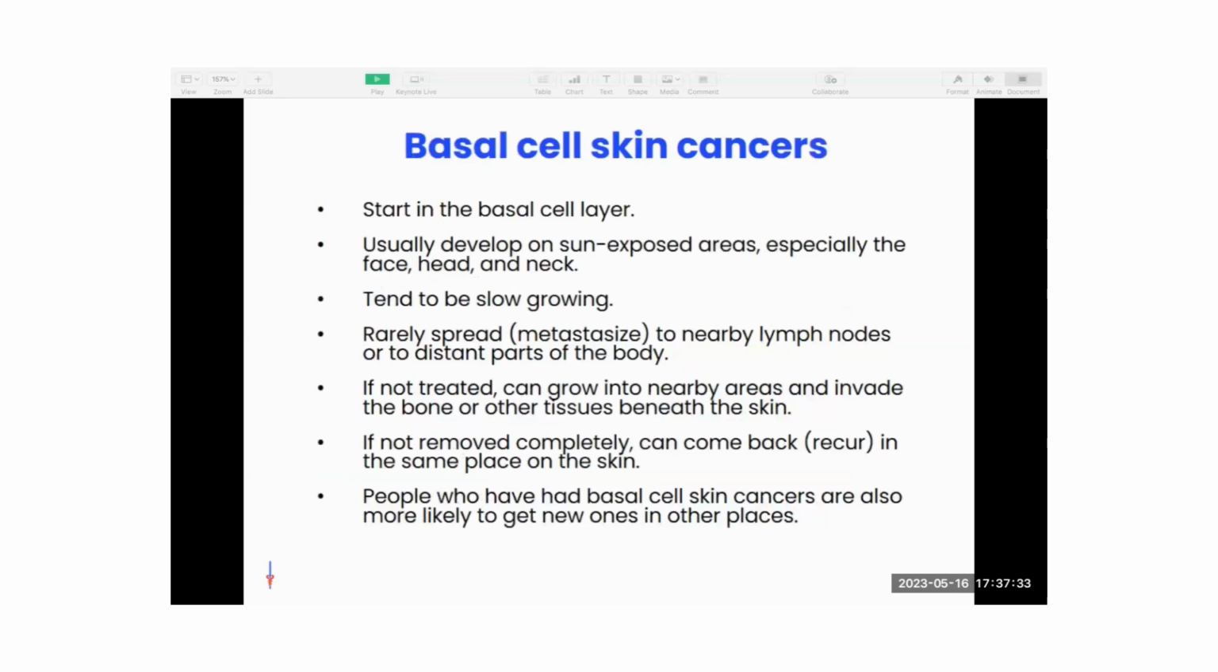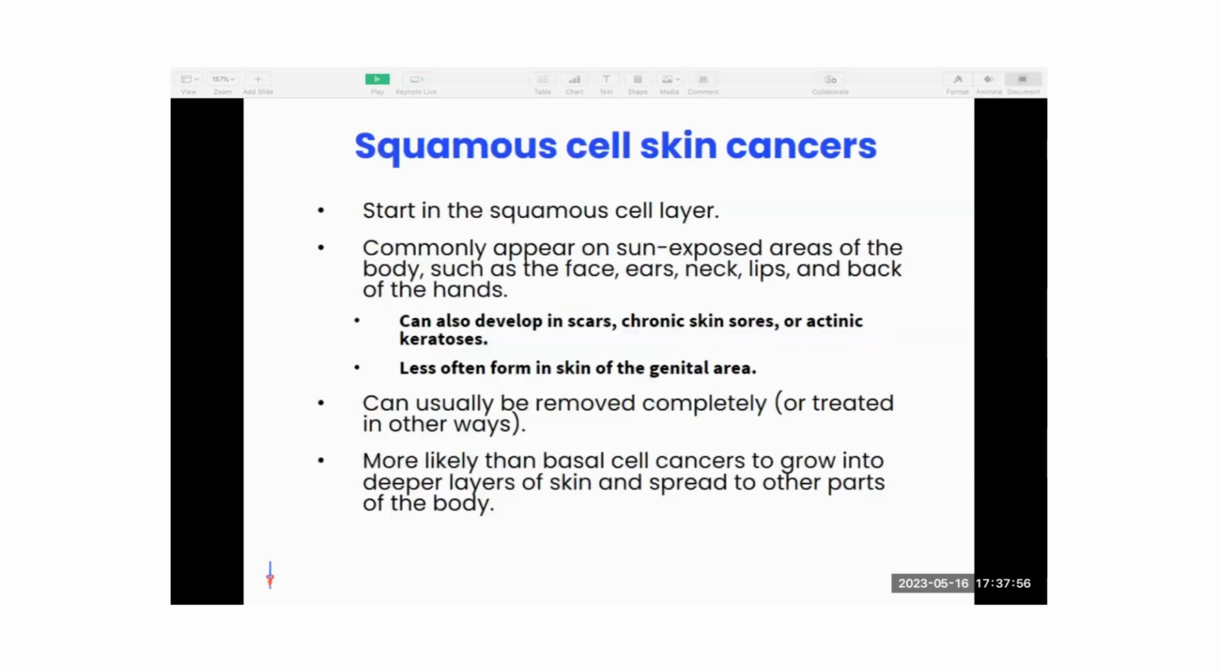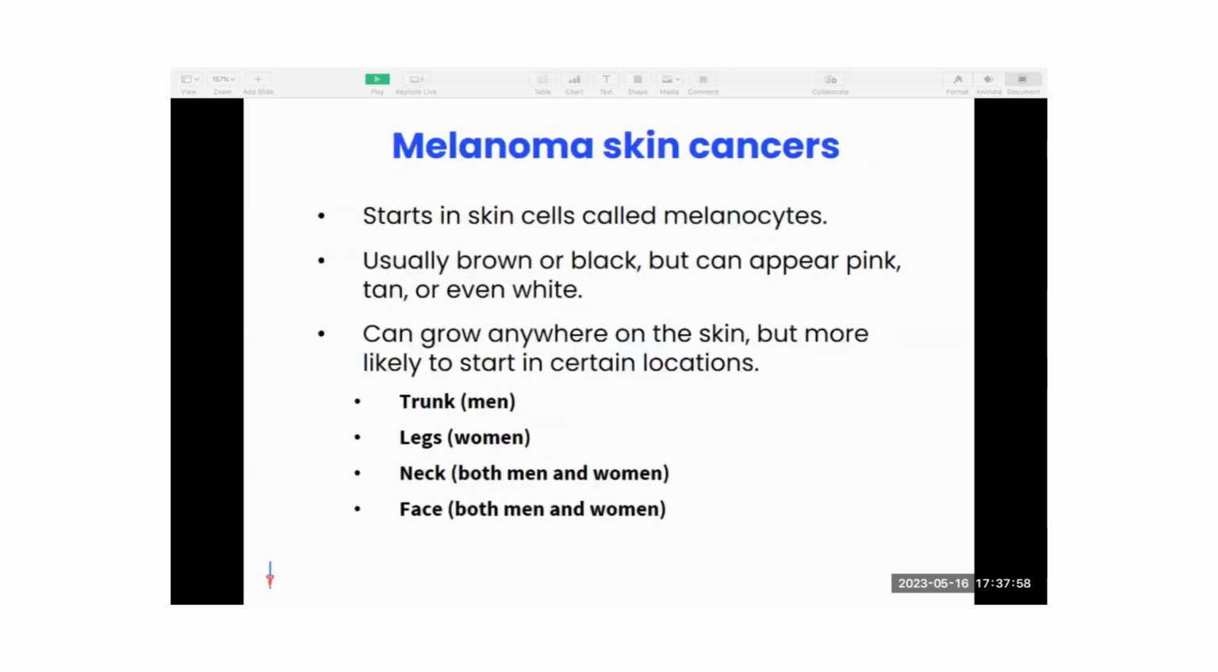Basal cell and squamous cell start in that layer, tend to be very slow growing and rarely spread to the lymph nodes. Although I've seen pretty bad basal cells that do spread, and likewise, I've seen squamous cell carcinomas that are very large but don't go to the lymph nodes. And I'm going to show you examples of those.